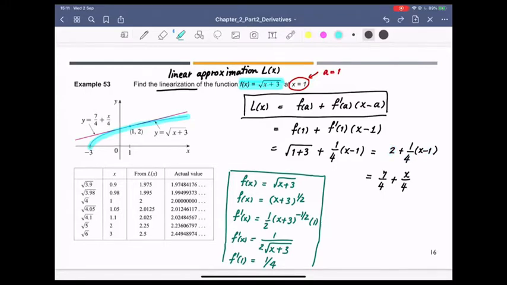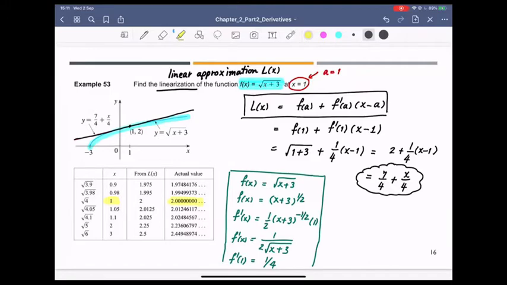All right, so this is my linear approximation, or linearization. Actually, it is the equation of the tangent line here, and we can use this function to approximate the function f. Look at the table here. What I am going to show you is when x equal to 1, you see the one that I highlight? The actual value of f is 2, because if you plug in x equal to 1, you get square root of 4, which is 2.